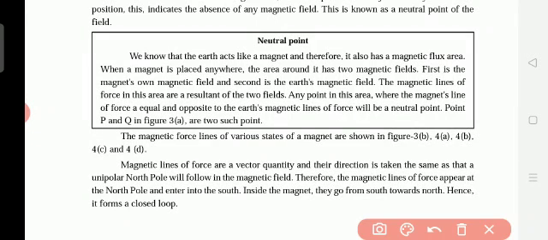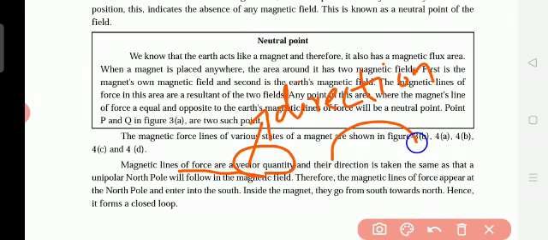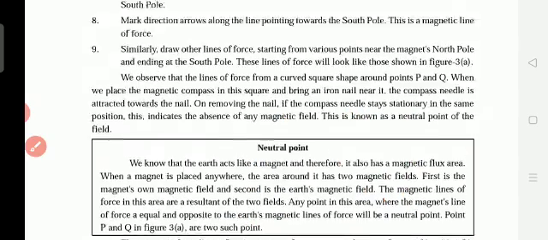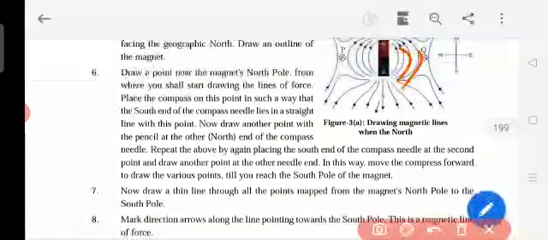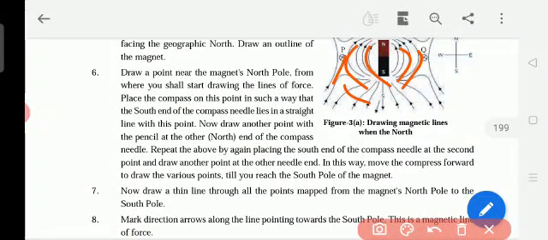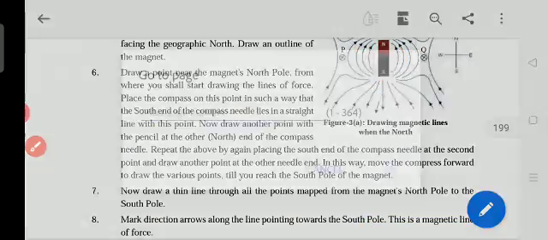Here you see, magnetic lines of force are a vector quantity. Vector means what? Direction. It has some direction. On one side it goes from north to south. Magnetic lines of force go like this. So vector means write the point: direction. These are the magnetic lines. So it has a vector quantity, that means it has some direction.